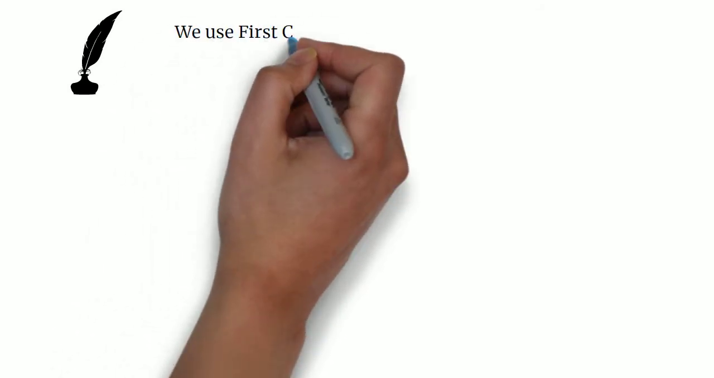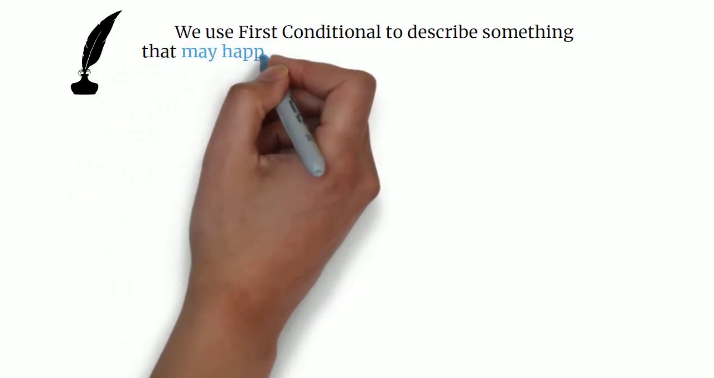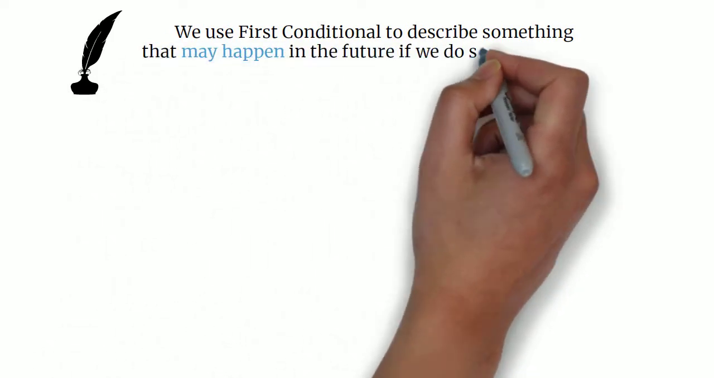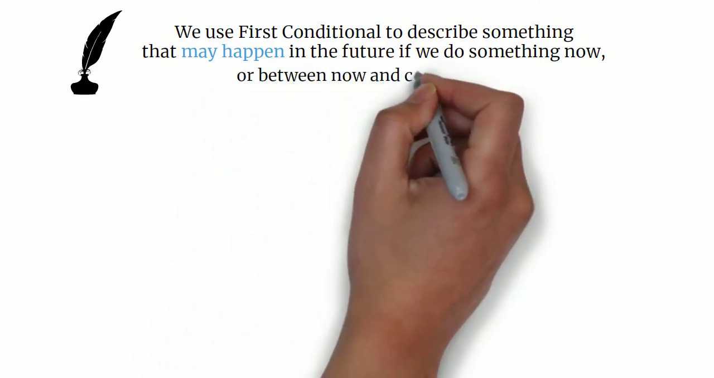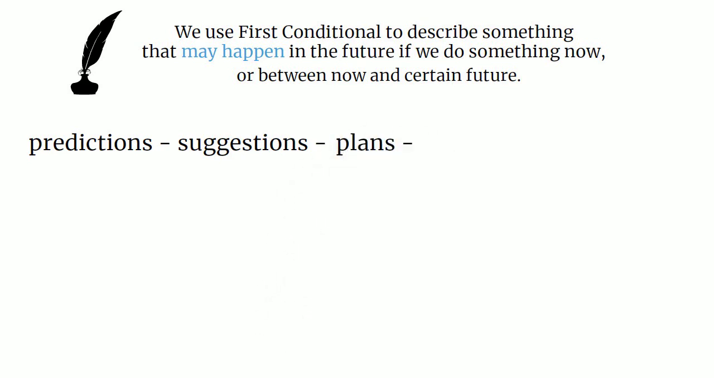We use first conditional to describe something that may happen in the future if we do something now or between now and a certain future. We use it when we make predictions, suggestions, plans, recommendations, etc.